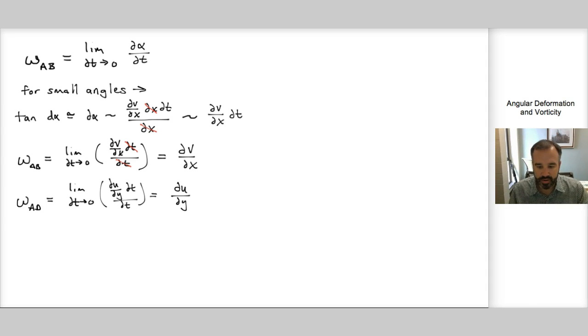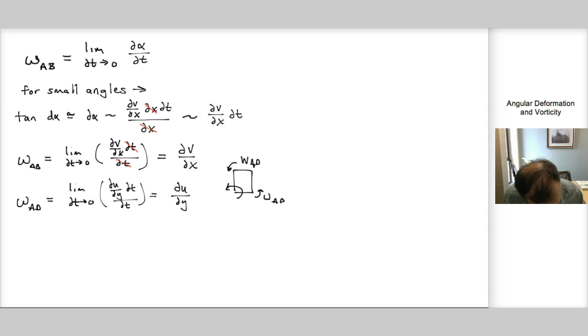Okay? So now we have the definitions for this idea of vorticity, this rotation rate omega. So it's dv dx for AB, and it's du dy for AD. And so what we end up doing is to get the rotation around this particular axis. So when we have our square, we've defined this and this as omega AD and AB.